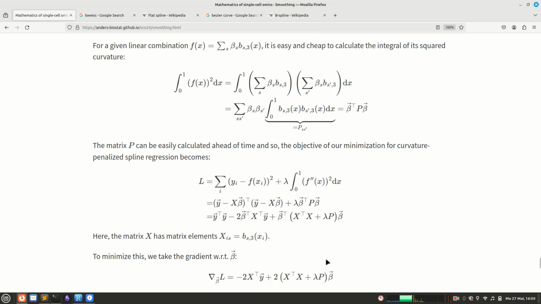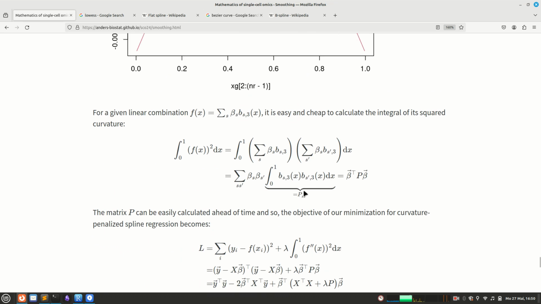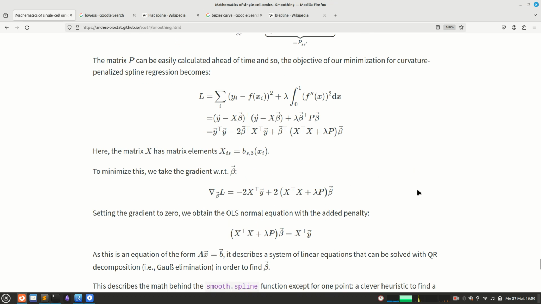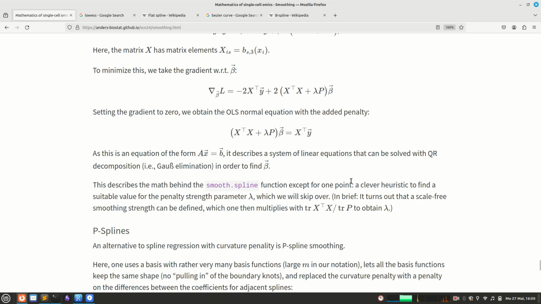Here, you remember P, the elements of P are these integrals of the products of the second derivatives of two basis functions. And of course, if you swap them, it's still the same product. Yep, and that makes it easy, because when the whole thing is symmetric, we know that there should be a good solution.